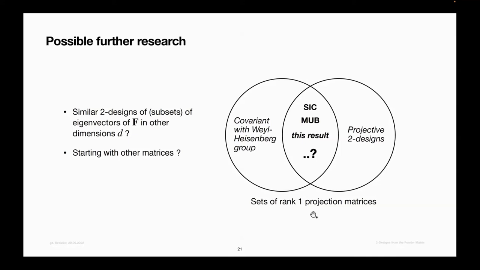The observation is, if we have a set of rank one projector matrices, they can be either covariant with the Weyl-Heisenberg group, so the Weyl-Heisenberg group can just permute these rank one projection matrices, or they can be a projective two design. And now in the overlap, if they have both of these properties, there lies a SIC and a MUB. And there lies also this result, what we constructed here. There lies also this one example, which I gave before, generated by the Clifford group, this unitary Clifford group.